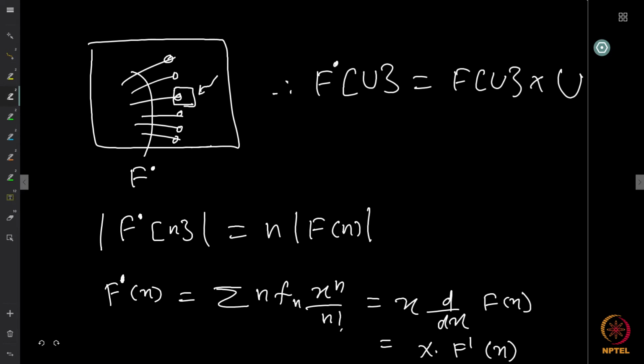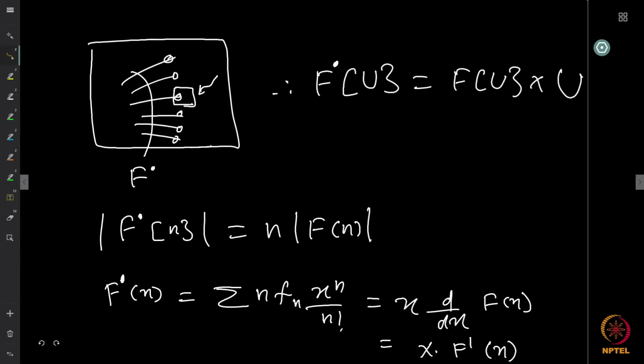F dot of U and F of U cross U, the Cartesian product of F of U. The set of all F structures on the set U with the set U itself, because for each element I can say that that element is special. First element of U, second element of U, third element of U, each one can be associated with this, saying that this is the special element. So basically there is a bijection to this F of U cross U.